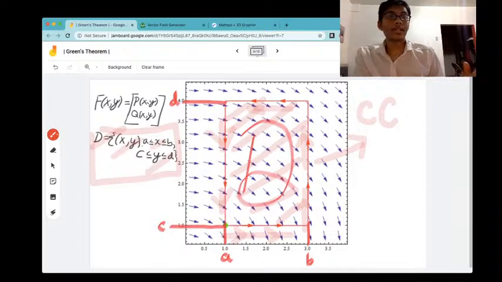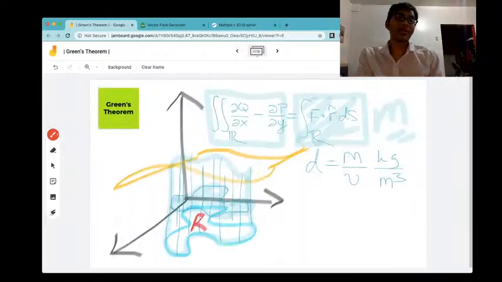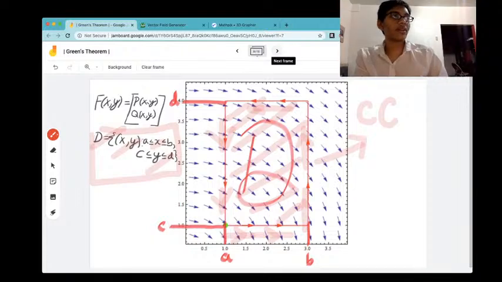Now it's time to find the net work done on our object. Before, we tried to tackle it from the perspective of mass, but now let's try to tackle it from the perspective of work, and let's see if we make any further progress.